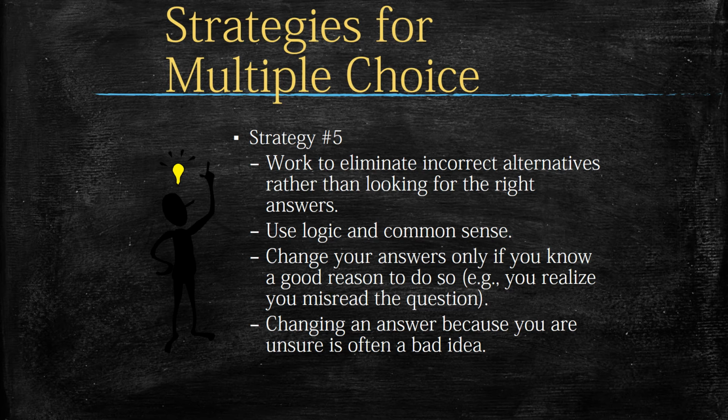It could be a list of who is our current president. What if I wrote Hillary Clinton, Donald Trump, Barack Obama, George Bush? You would eliminate through those options to find the right answer. Don't always look for the correct answer right away. There might be an alternative that works out better. Use logic and common sense and change your answers only if you have a good reason to do so. Changing an answer just because you're unsure is typically a really bad idea.